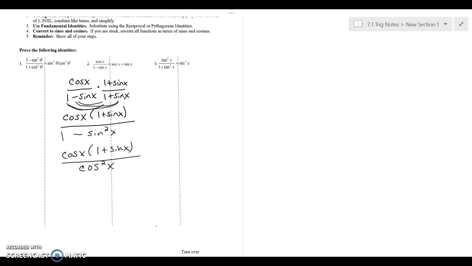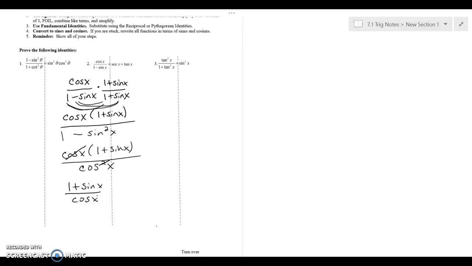So think about in algebra, if you had x over x squared, you could cancel out an x. So that's what we're going to do. We're going to cancel out the cosine on the top with one of the cosines on the bottom. That leaves us with 1 plus sine of x over the cosine of x. Now from there, keep looking at what you're trying to prove. We're trying to prove the right side, which is secant x plus tangent x. That's what we must simplify to.